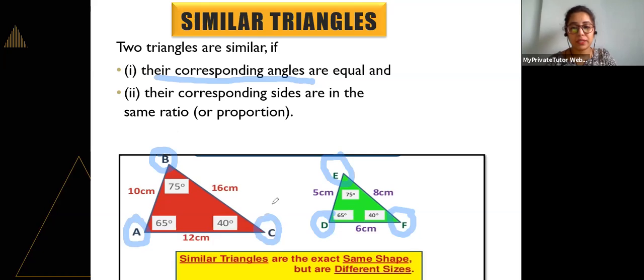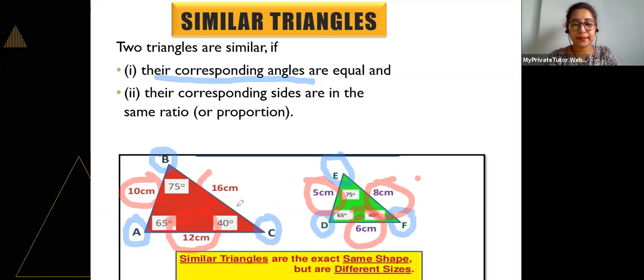So let's check. If you take 5, 1 by 2, 6 by 2, okay, 1 by 2, 1 by 2. From both, it is very clear that even the second condition is satisfied, that is, both of these triangles are similar.